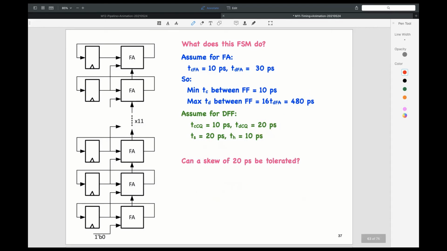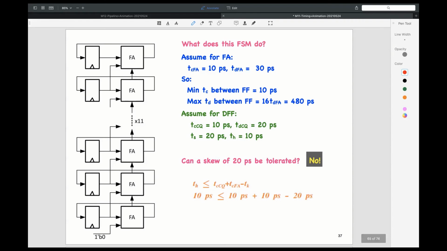So let's see. Can a skew of 20 picoseconds be tolerated? So let's look at it. Here we were, if I get a skew, then the right hand side will be affected, and I'm telling a skew of 20. So the right hand side was already 20. If 20 disappears, we'll be left with 0. So hold time cannot be met, right? So it will be violated. So the answer is no, right?